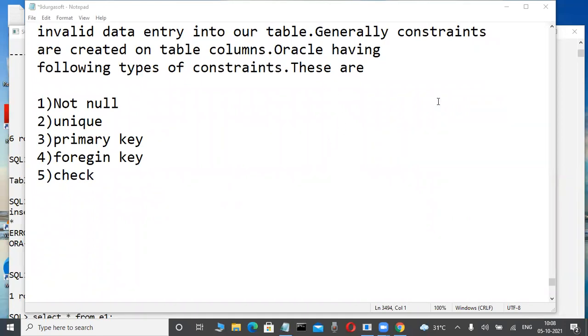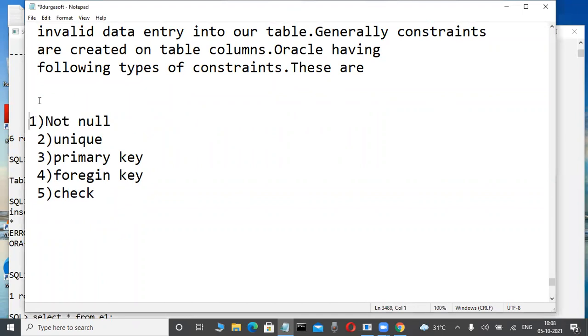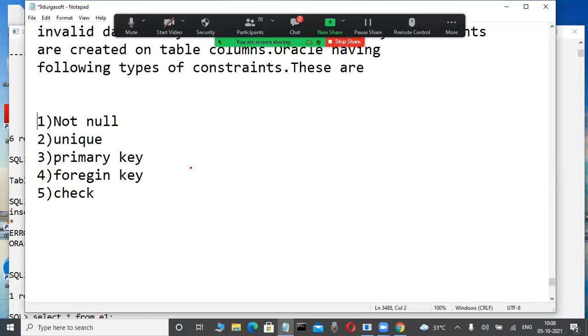Now concentrate here. ANSI is the American National Standards Institute. Okay, ANSI standards, because SQL is an ANSI standard language. Now concentrate, very important. I'm telling it in a very easy way. Suppose I am working in a company, for example. I don't know all these things. For example, what is not null, what is unique, what is primary key, I don't know.